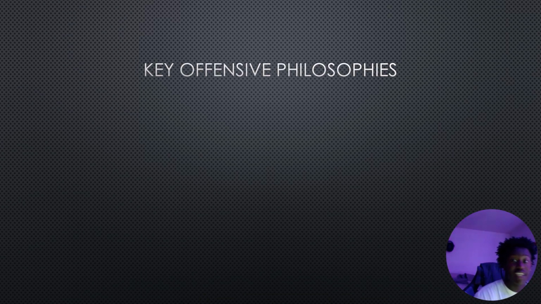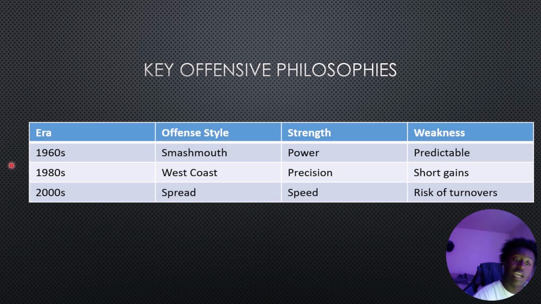So here are some key offensive philosophies that we learned in this slide. In the 1960s, it was very smash mouth, very powerful, very predictable. You knew what was coming, you just had to stop it. In the 1980s, it was very West Coast, very precision, very short games. You get 5-6 yards a pop, and that's not really what they wanted. More precise. In the 2000s, when they introduced the spread, it made the game go a lot faster.